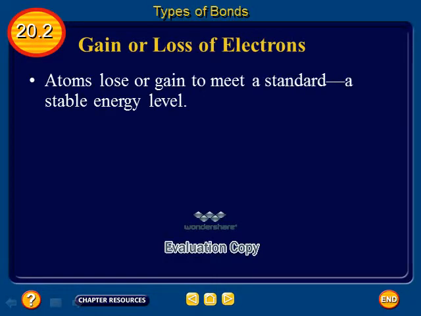Welcome to Section 2 of Chapter 20. In this section we look at the types of bonds. It begins with a gain or loss of electrons. Atoms lose or gain to meet a standard, a stable energy level, and as you learned in Section 1, stability is achieved in most elements when they reach 8 electrons in their outermost energy level.